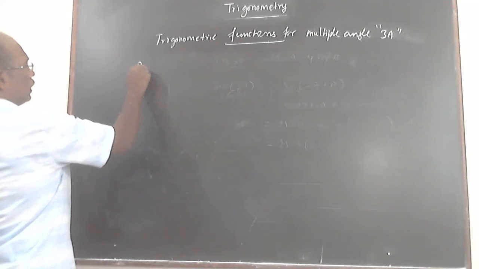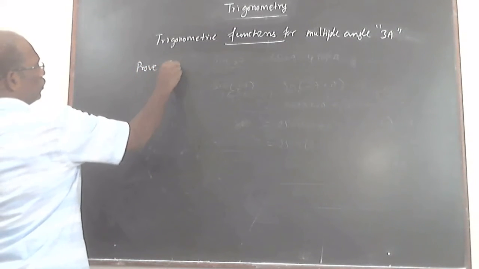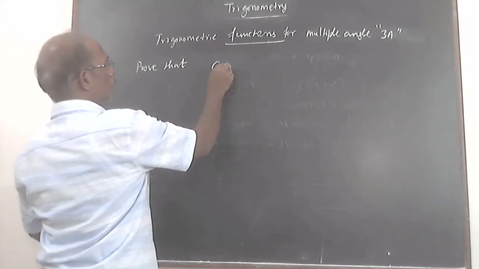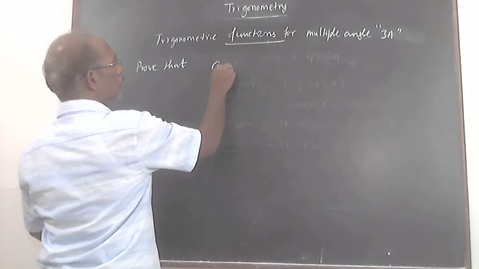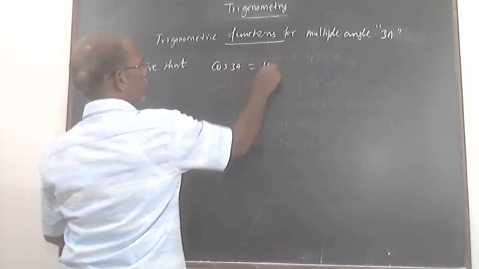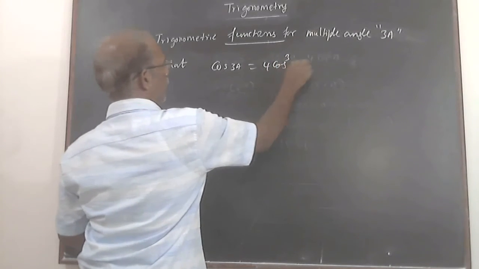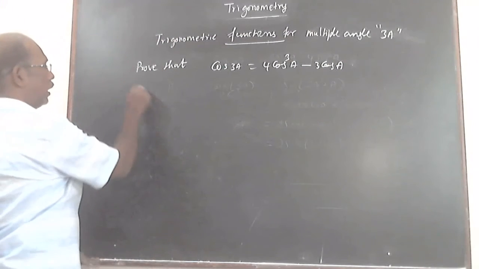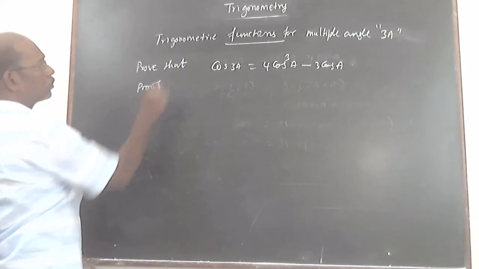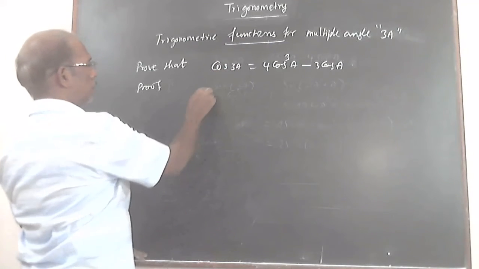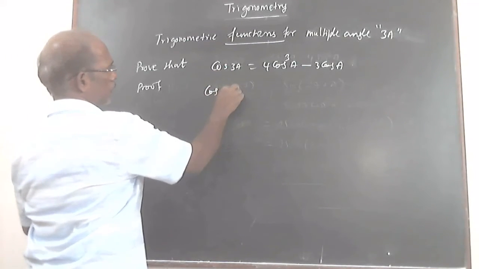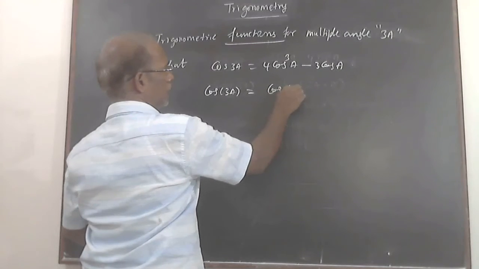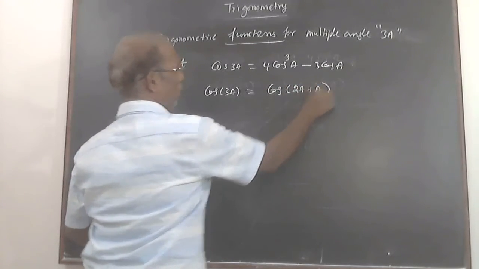And prove that cos 3A is 4 cos cube A minus 3 cos A. Okay, proof. Cos 3A, as we discussed in the previous derivation, is split as 2A and 1A.